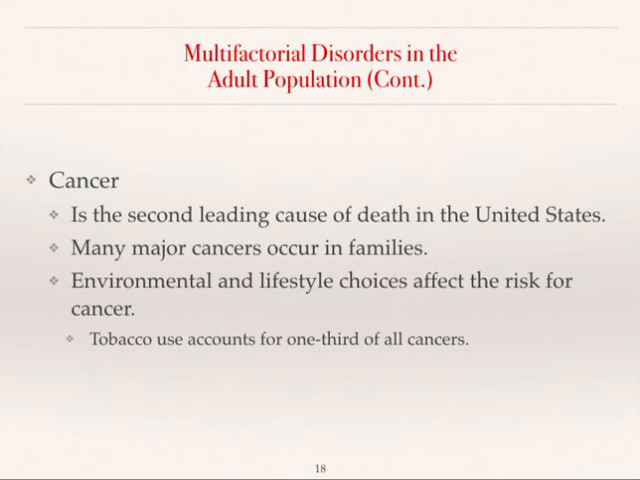Cancer, once again, I'm sure you know that it's very prevalent. It's the second leading cause of death in the United States. Many cancers obviously occur in families, whether you're thinking about breast cancer, colon cancer, or prostate cancer. A lot of these run in families. There's a genetic link there. Obviously environment and lifestyle also affect that. You think about lung cancer with tobacco, colorectal cancer sometimes with diet. So you've got to think about both there.